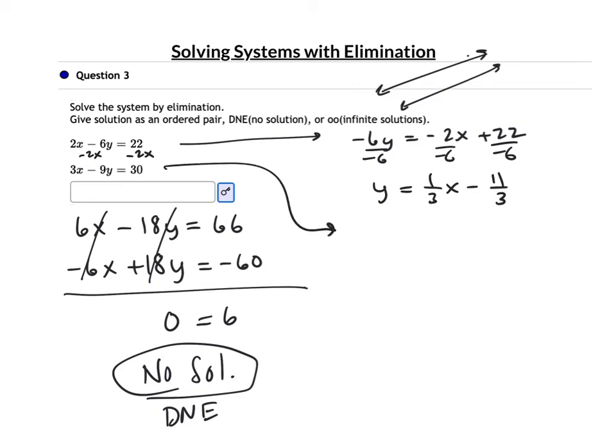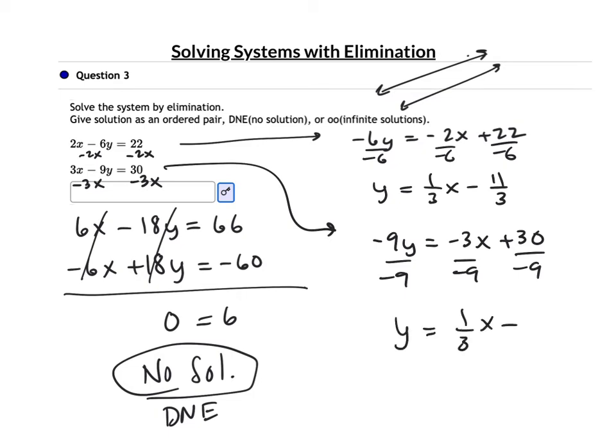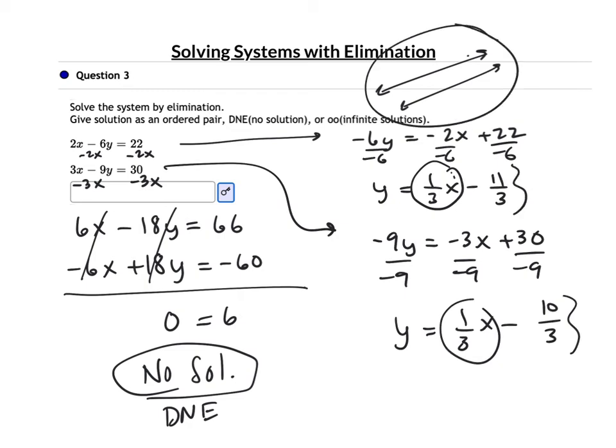If I take the bottom equation and solve for y, I'll subtract 3x from both sides. I get negative 9y equals negative 3x plus 30, and divide by negative 9, and I get y equals 1/3 x minus, see those both divide by 3, 10/3. Now notice how they have the same slope, they're parallel, but they have different intercepts. So we got this situation where they don't ever intersect. That's why there's no solution.